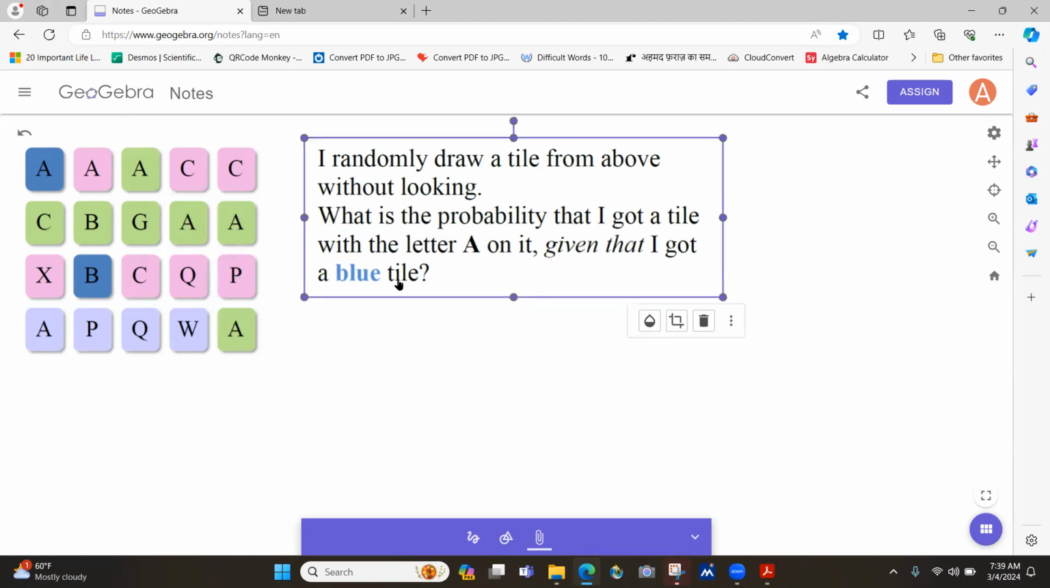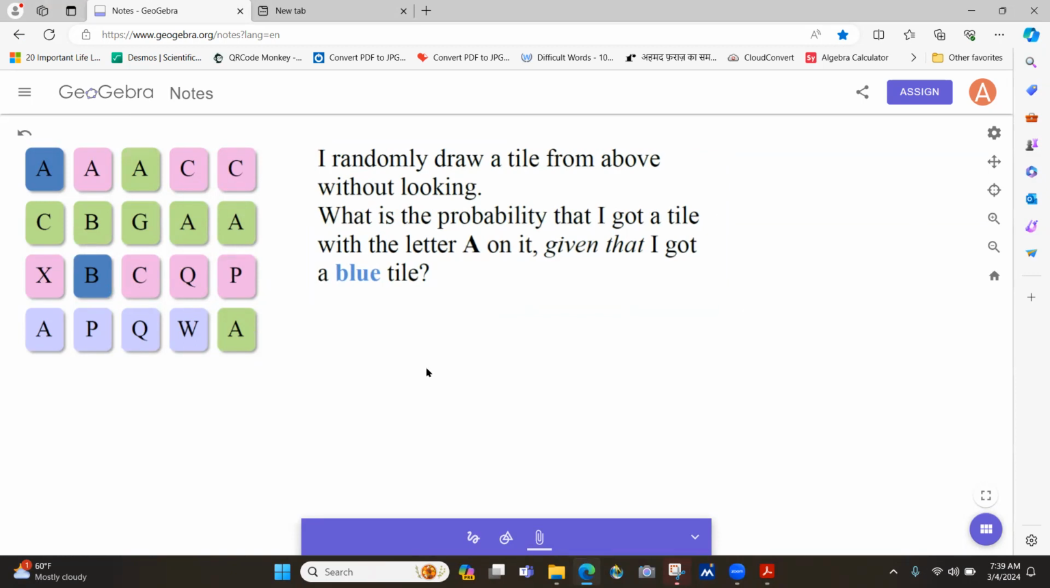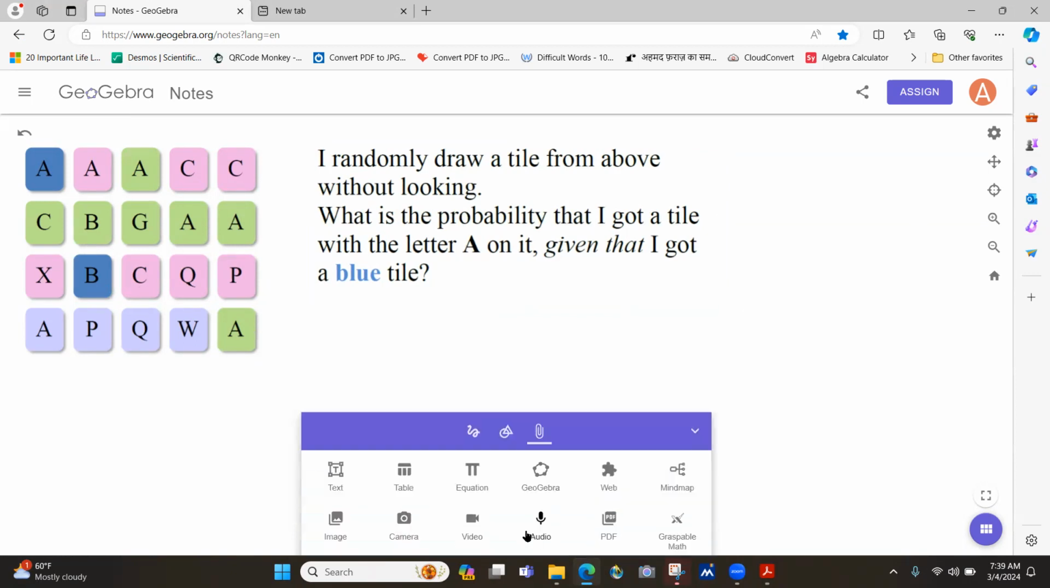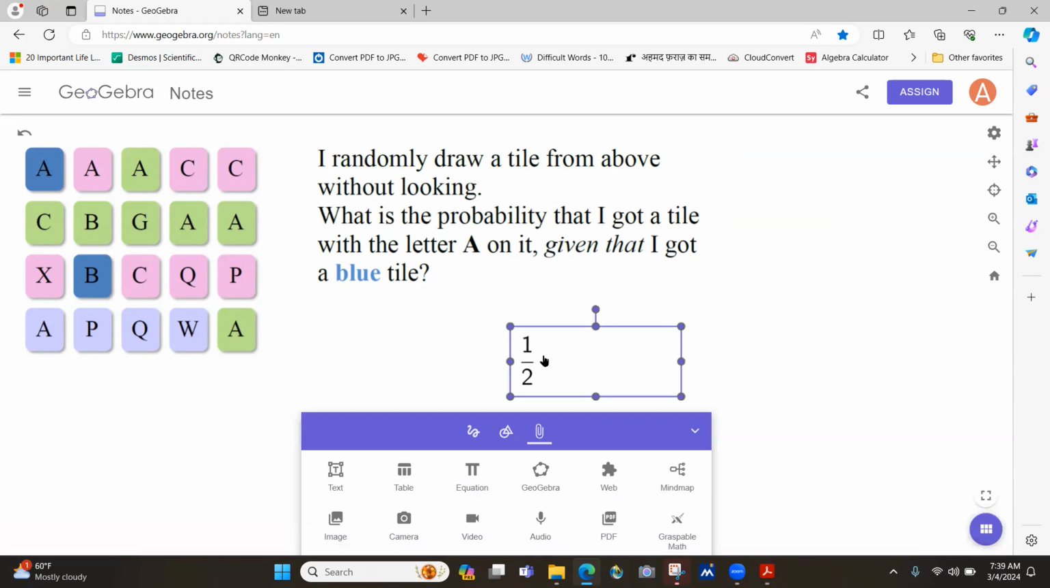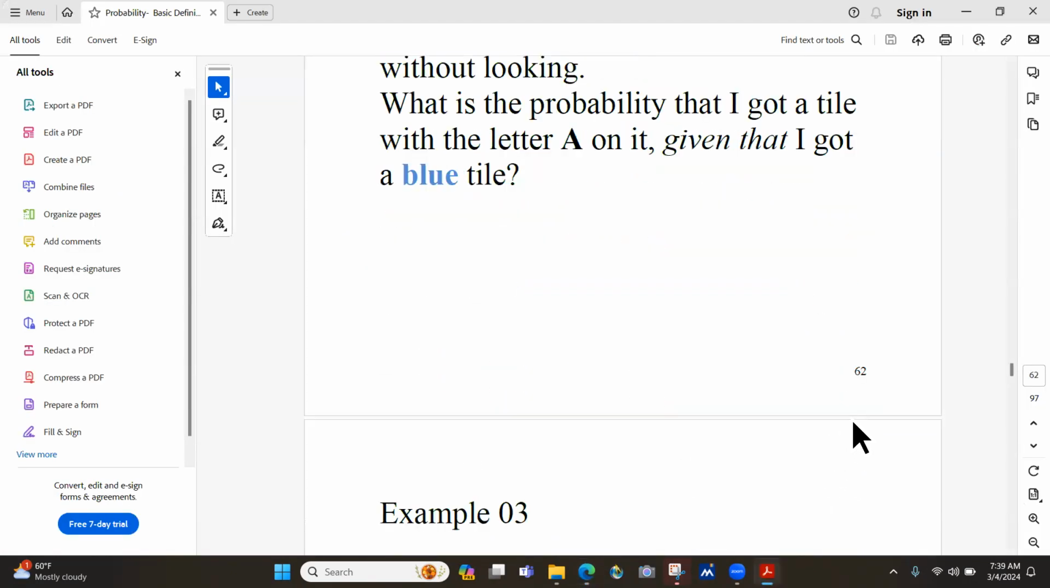So the moment I say, given that I got a blue tile, I'm focusing my attention on just these two tiles, A and B. What's the probability of getting an A? If you got a blue tile, well, how many blue tiles are there? Two. How many of them contain A? Only one. The answer is half. So it's really not that bad. Okay? Let me do one more problem.